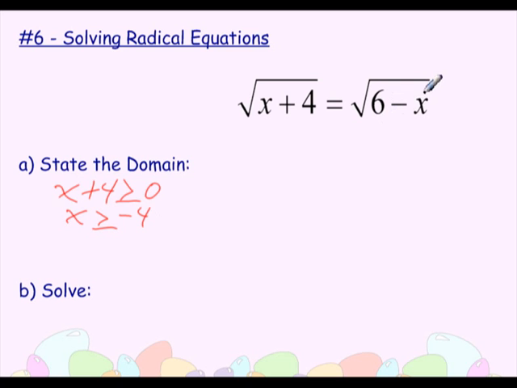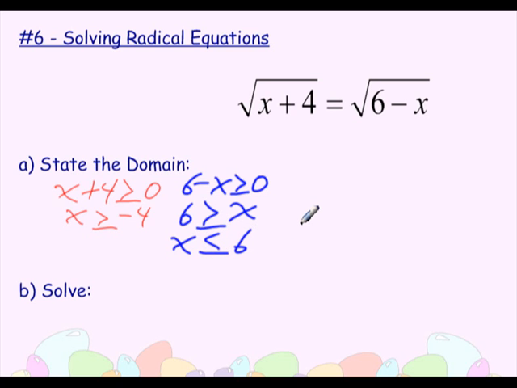Then we need to worry about the other part of our domain. So we're going to do the same thing there. So 6 minus x has to be bigger than or equal to 0. So if we solve that, we'll add the x to both sides. And if it helps you to flip that around, we've got x is less than or equal to 6. So notice that the values that work are these that are bigger than or equal to negative 4, and these that are less than or equal to 6.